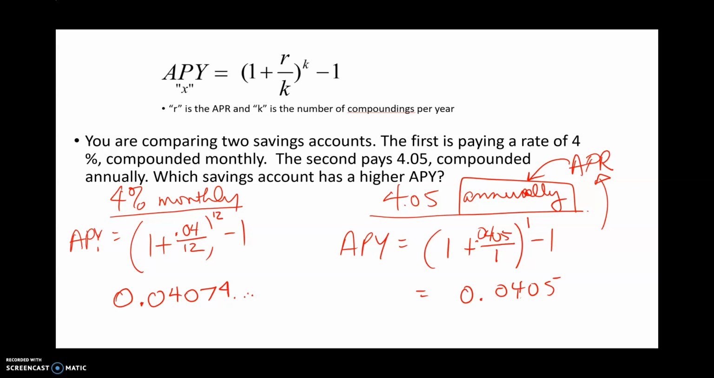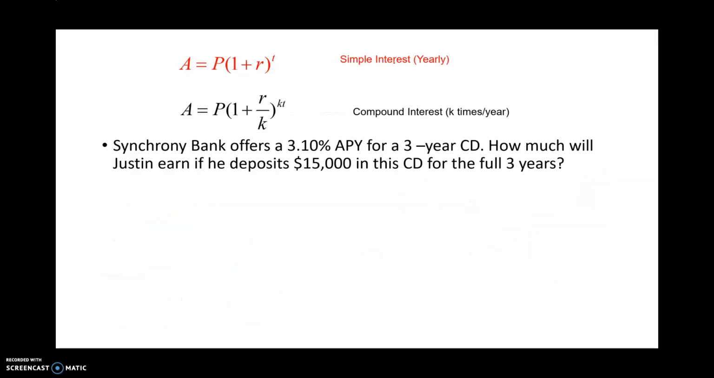So if I want to know which savings account has a higher APY, it's this one, isn't it? It's only better by a small amount, at this decimal place, but still, every cent counts. Okay? So this is an example of using this equation.